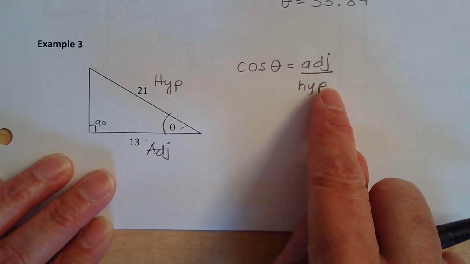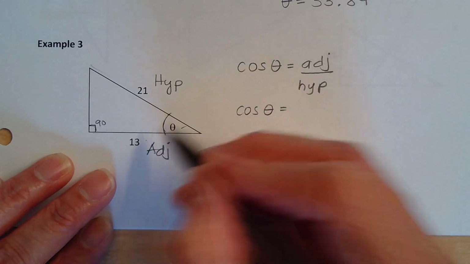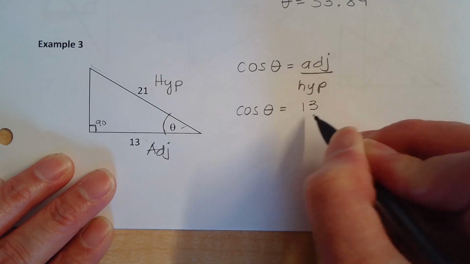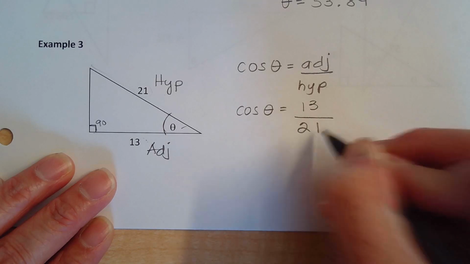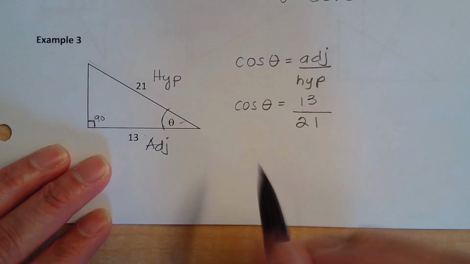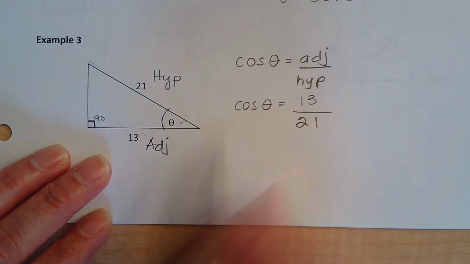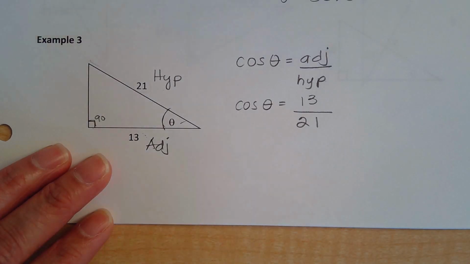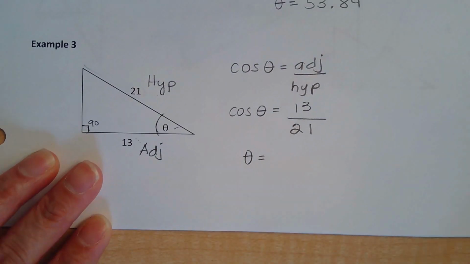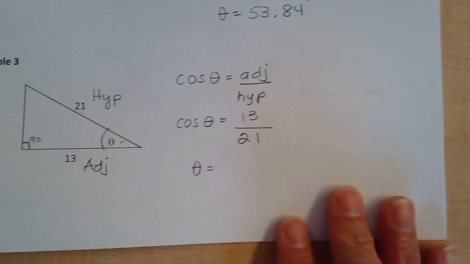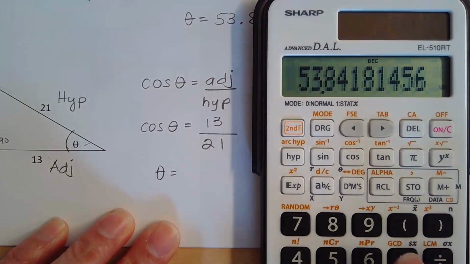Now we substitute the values in. So cos theta equals adjacent, I'm going to replace with 13, divided by hypotenuse, I'm going to replace with 21. Now you see here we're taking cos, so do the opposite: it would be the cos inverse. So theta equals cos inverse of 13.